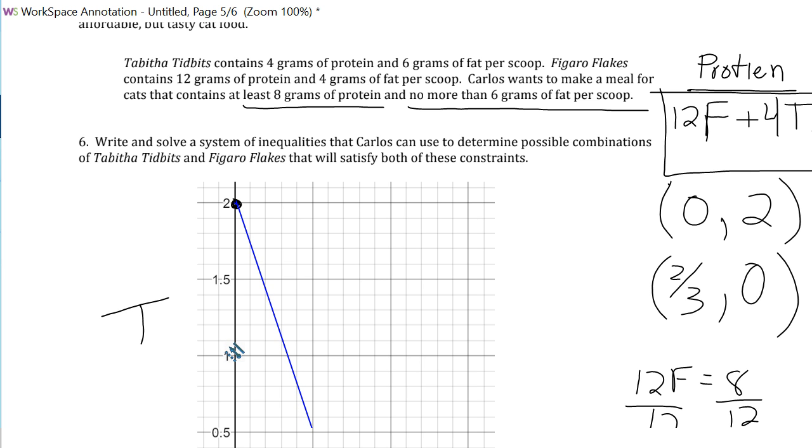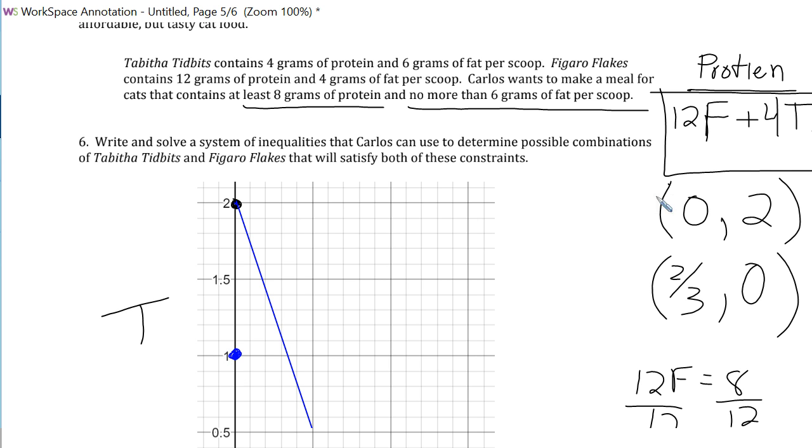Now, let's do a similar thing. Let's put in a 0 for our F. You get 6t equals 6, so you get t equals 1. Which means the most scoops we could have of Tabitha is 1 scoop, and that's because Tabitha's food has 6 grams of fat per scoop. We can't have any more than 6 grams of fat.